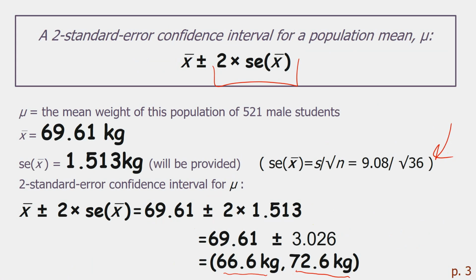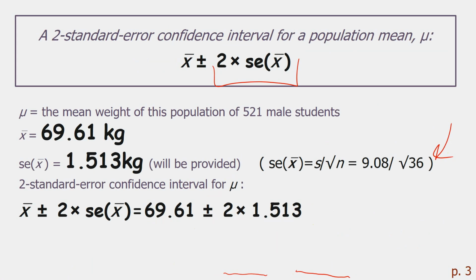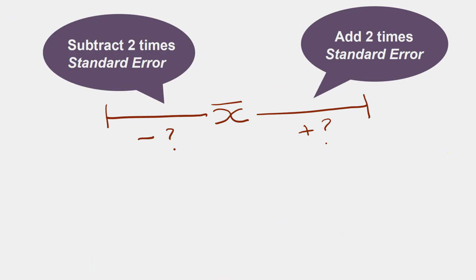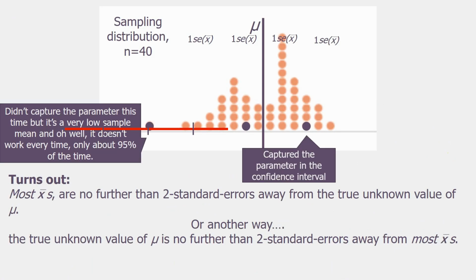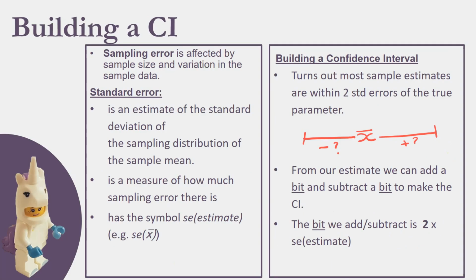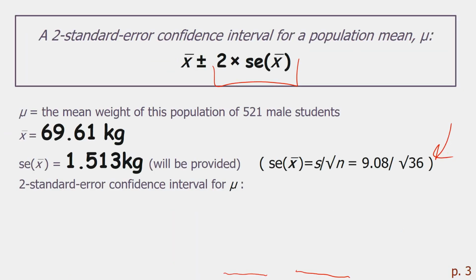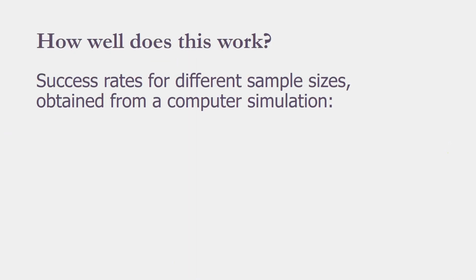So we can do it. We can build this confidence interval. And remember, this is based on theory. So all this stuff back here is theory, right? It seems to work pretty well according to our theory, but how well does it actually work?